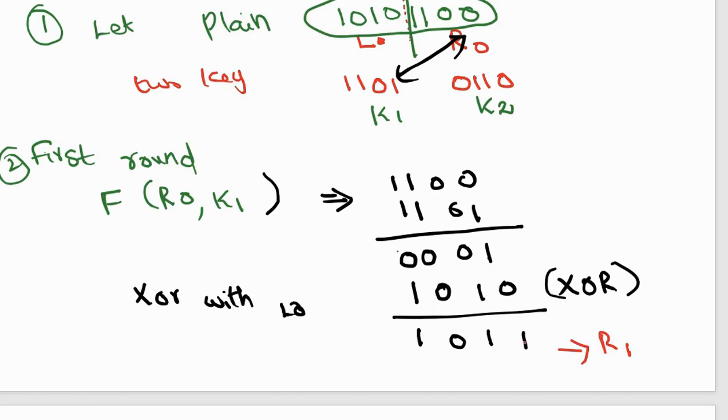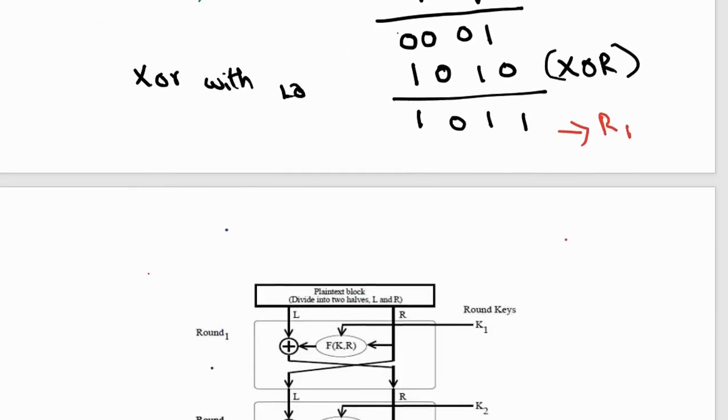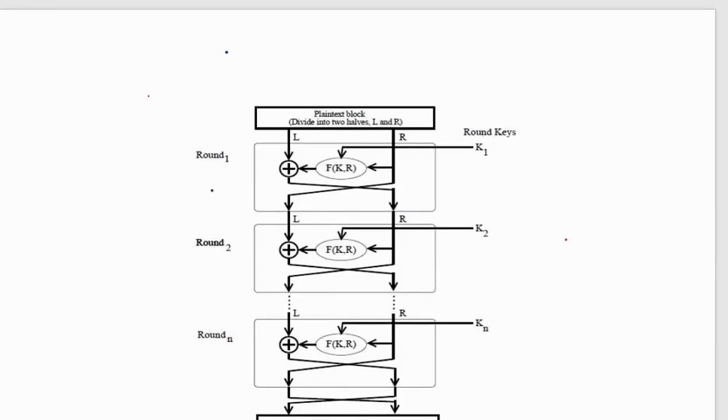So basically 3 steps are there: dividing into 2 halves, applying the round function, and then swapping. This is the round function we got. Now we need to swap the halves. That means this R0 is shifted here to become L1, and this R1 will be the right half. This is the general structure that we will see finally.